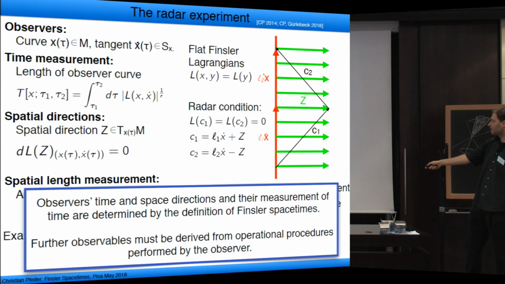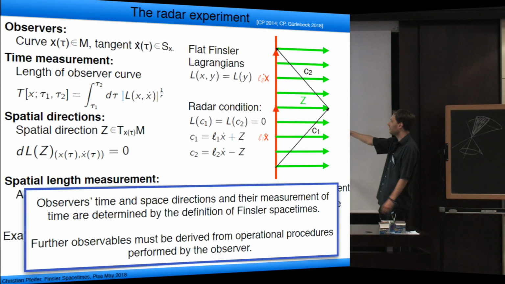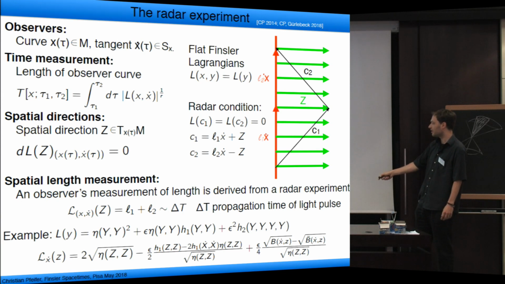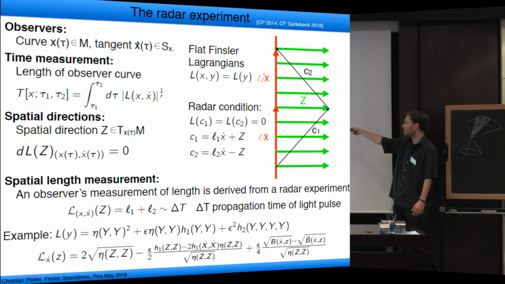Okay, and so then an observer's time and space directions and the measurement of time are determined by the definition of Finsler spacetimes and are geometrically, intrinsically defined, while further observables must be derived from an operational procedure. In particular, we see it's not simply that we take the Finsler Lagrangian, evaluate the Finsler norm of this spatial vector or something, which one may naively expect. This is simply not what coincides with the outcome of such an experiment.